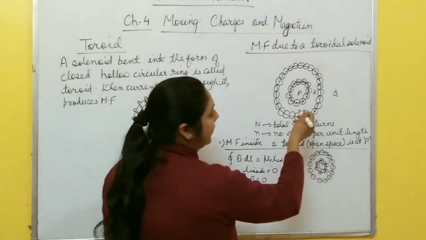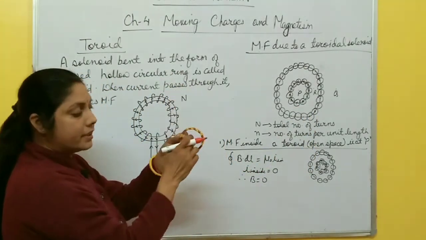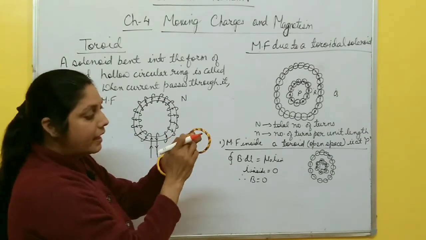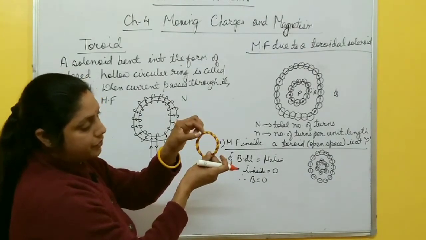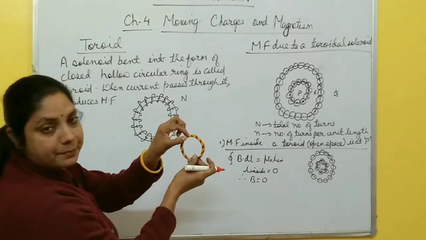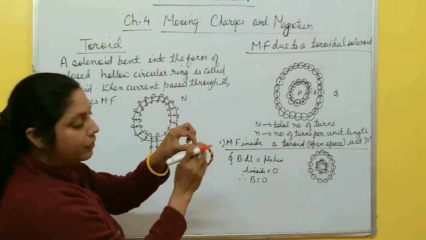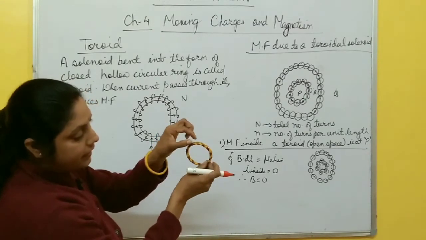Now you have to find the magnetic field outside the toroidal solenoid. Inside means this free space, and between these two gaps, upper and lower, this is a circular hollow ring. So there is a gap between these rings.